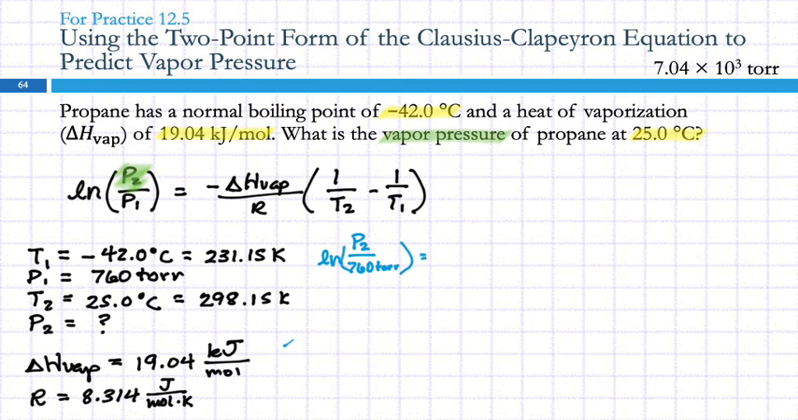is going to be equal to 19.04 kilojoules per mole divided by 8.314 joules per mole Kelvin, times 1 over T2, which is 298.15 Kelvin, minus 1 over T1, which was 231.15 Kelvin.